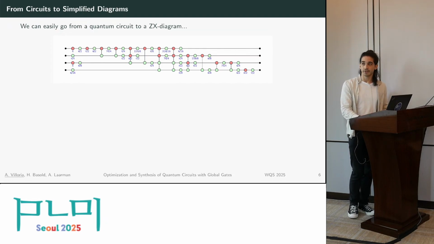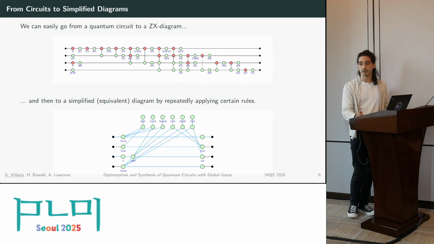Now, if we take this representation of a quantum circuit and apply a set of rewrite rules to it, for the people familiar with this, I'm talking about local complementation, pivoting, and so on, you can simplify the diagram in some way. In this case, we reduce the number of vertices in the diagram, but we are still representing the same linear map. Now we have a diagram that represents the same unitary, but that does not look like a circuit anymore. So if we want to recover a quantum circuit from this, we need to do a process that is called circuit extraction.